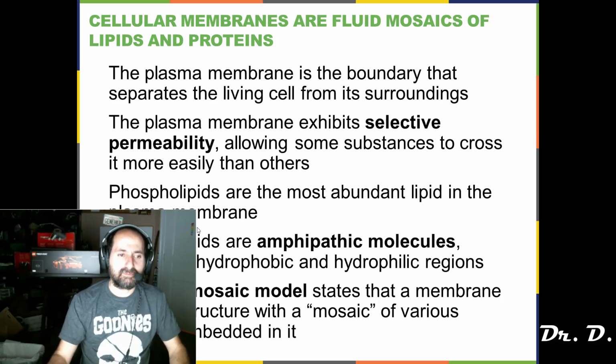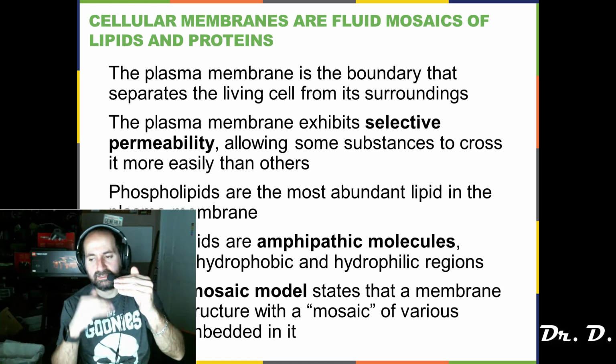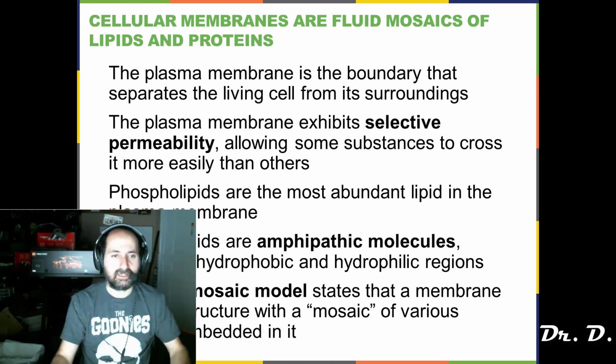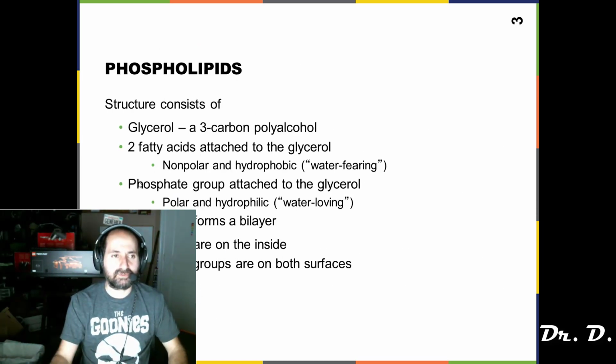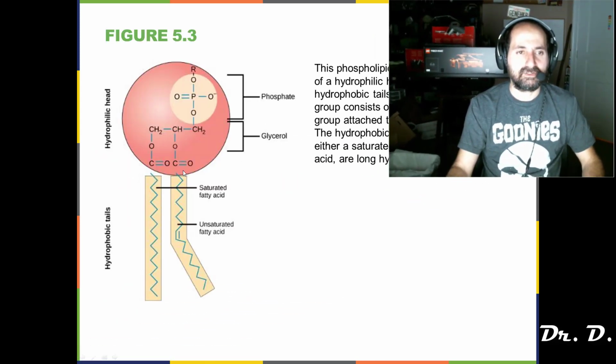Okay, now remember that phospholipids are partly polar and partly non-polar. The term for that is amphipathic. Amphipathic means a molecule that has a polar and a non-polar end. Do you guys remember what phospholipids look like? They have glycerol, 2 fatty acid tails, and a phosphate group. So they kind of look like this.